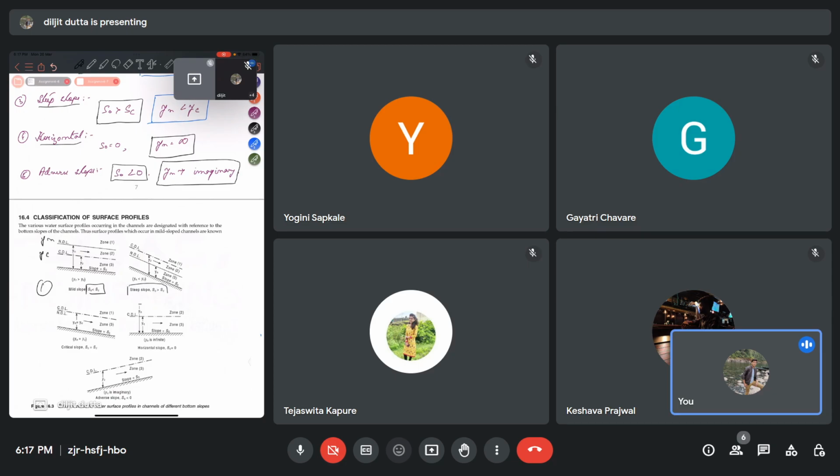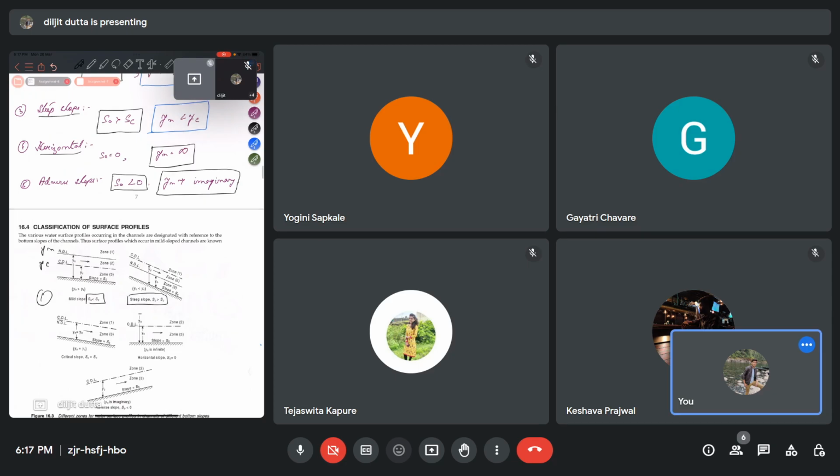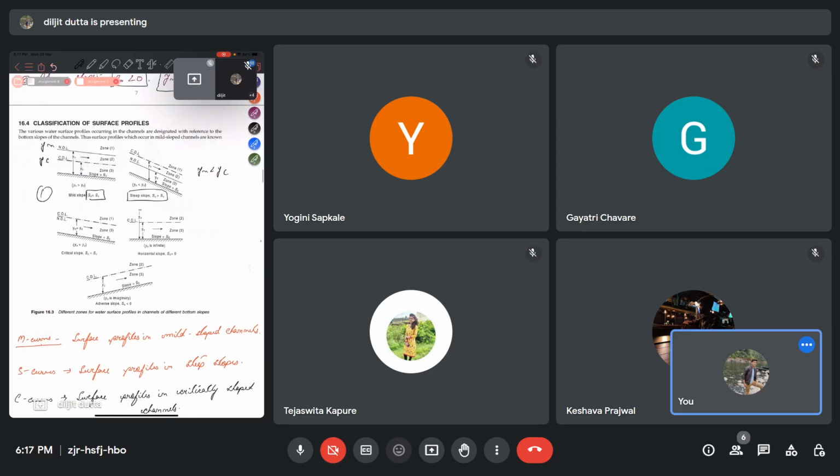Steep slope, as we discussed here, yn is less than yc. Critical slope, yn equals yc. Horizontal slope, yn tends to infinity. And lastly, the adverse slope, where yn is imaginary.